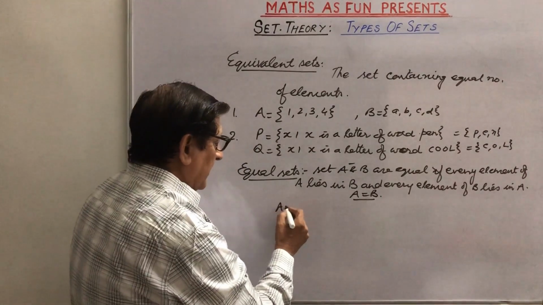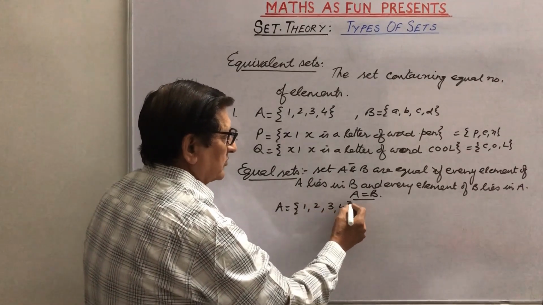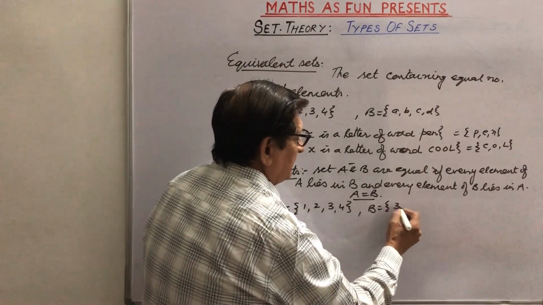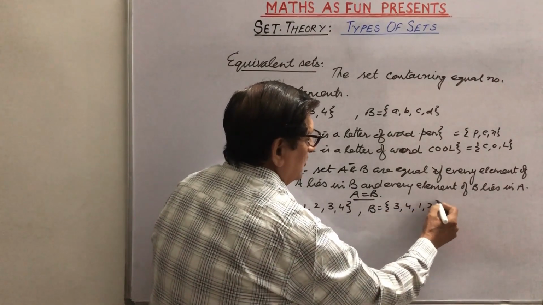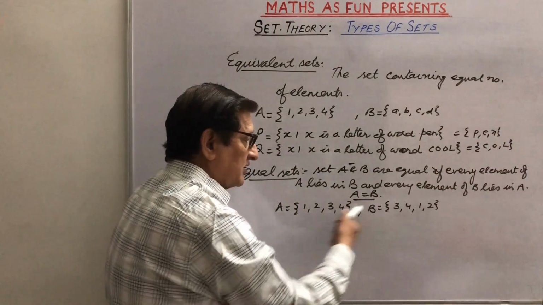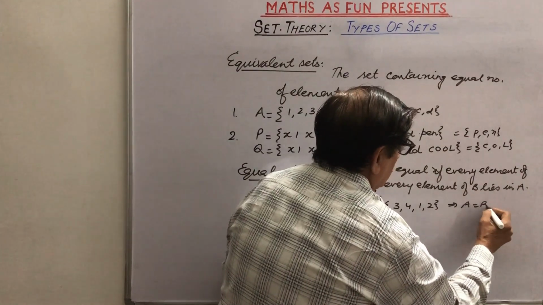Suppose we have a set A, in this the elements are 1, 2, 3, 4. Another we have set B, in this the elements are 3, 4, 1, 2. Order may be different but the elements are same. And that's why we say A is equal to B.